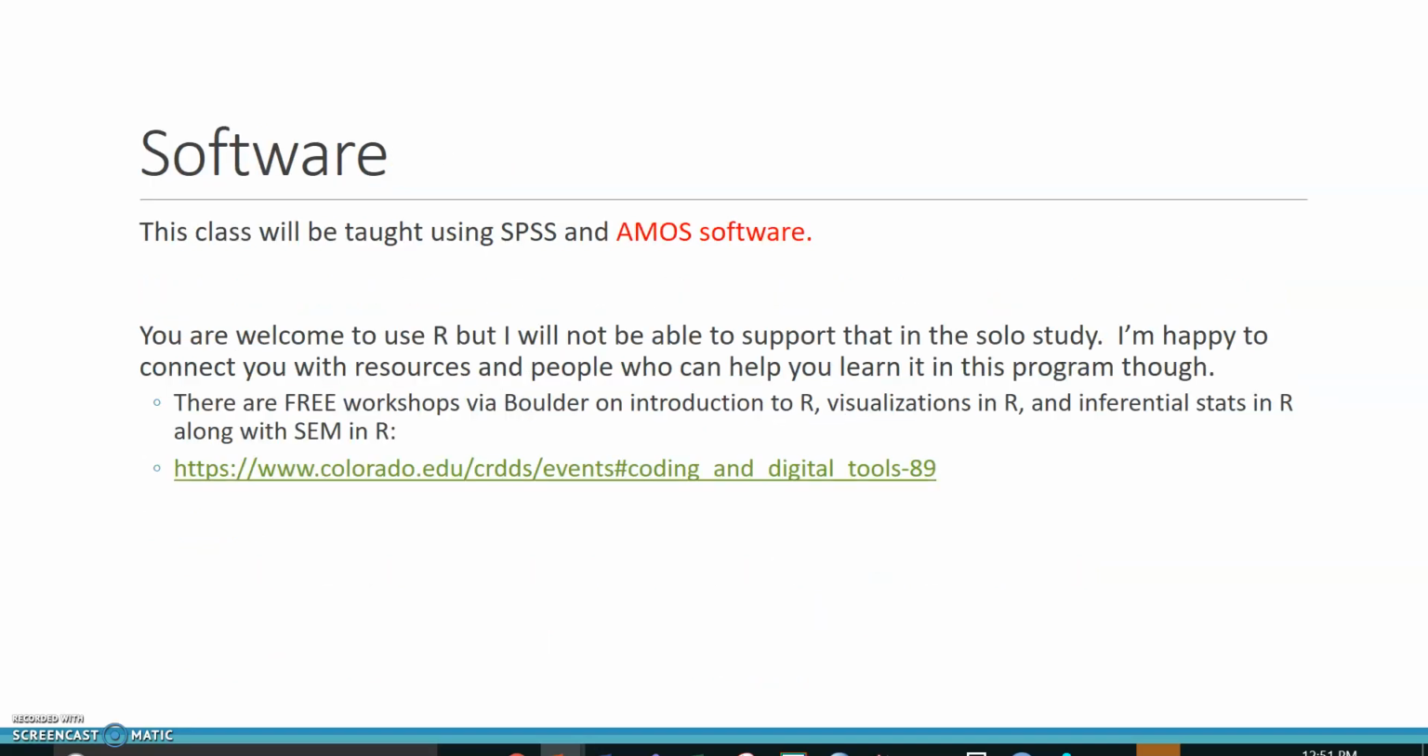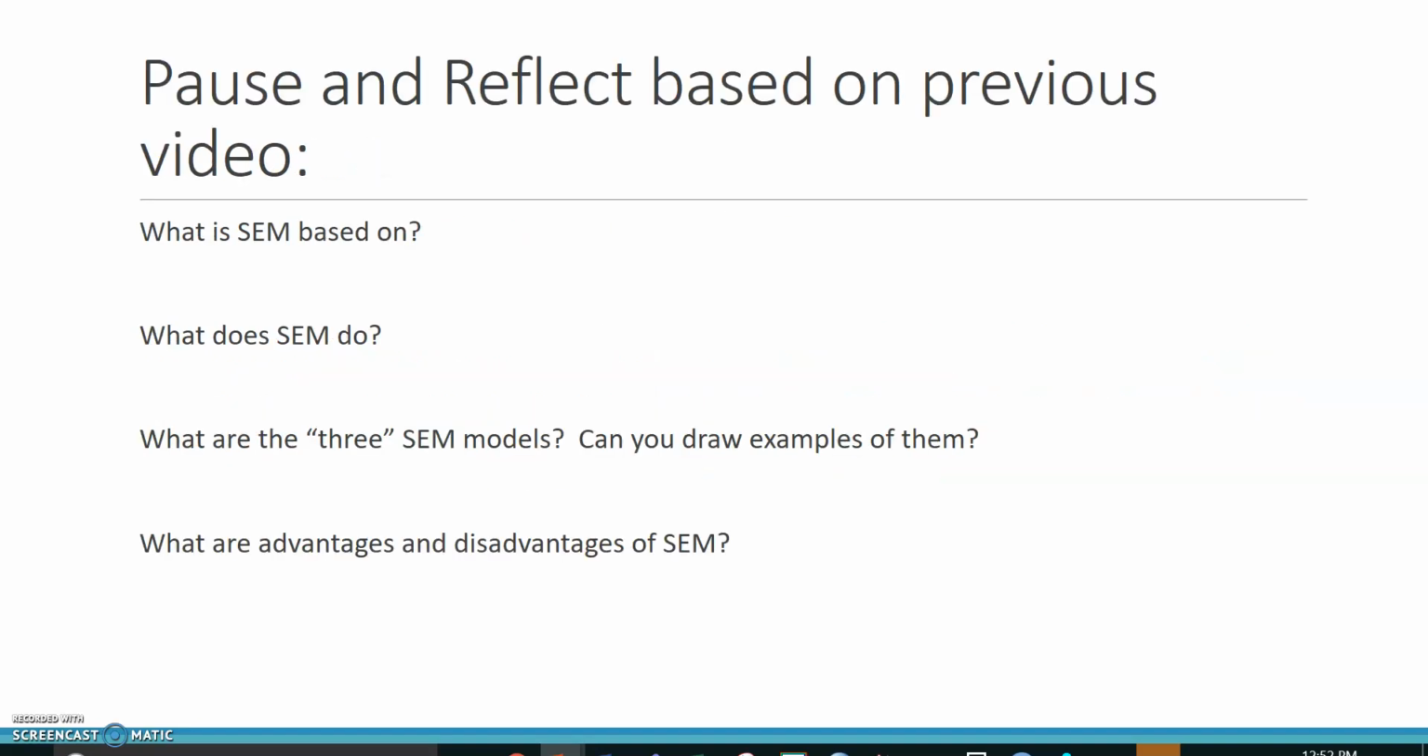This class will be using AMOS. AMOS is part of SPSS, so they will be going hand in hand, so you will need both. There are grad packs for both. For the SPSS, make sure you have the regression option, and then get the AMOS add-on. You are welcome to use other software. I'm just not going to support that within this course, but I'm happy to connect you with people who can support you, and you can work through it like that.